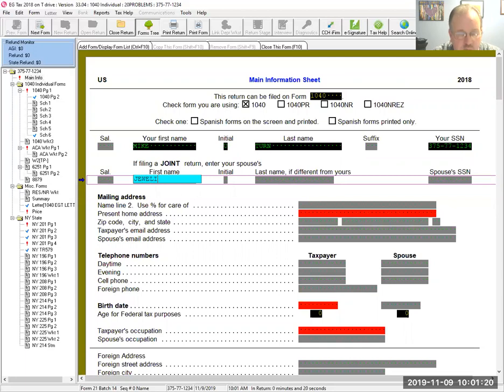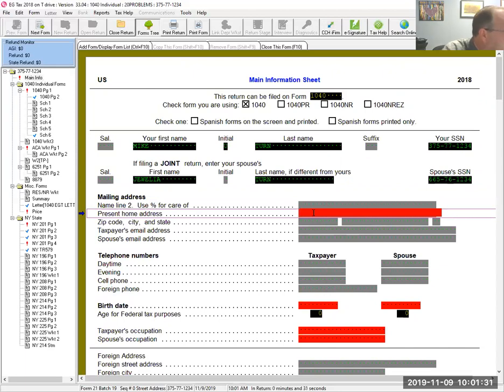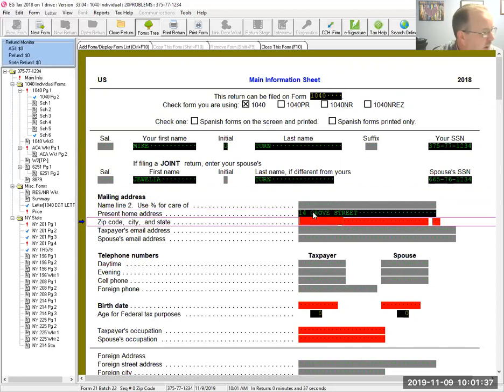We have Julia U-turn. We have her social security number. All right. We have their address. They are living at 14 Grove Street. And they are in Angola. All right. We have their email.